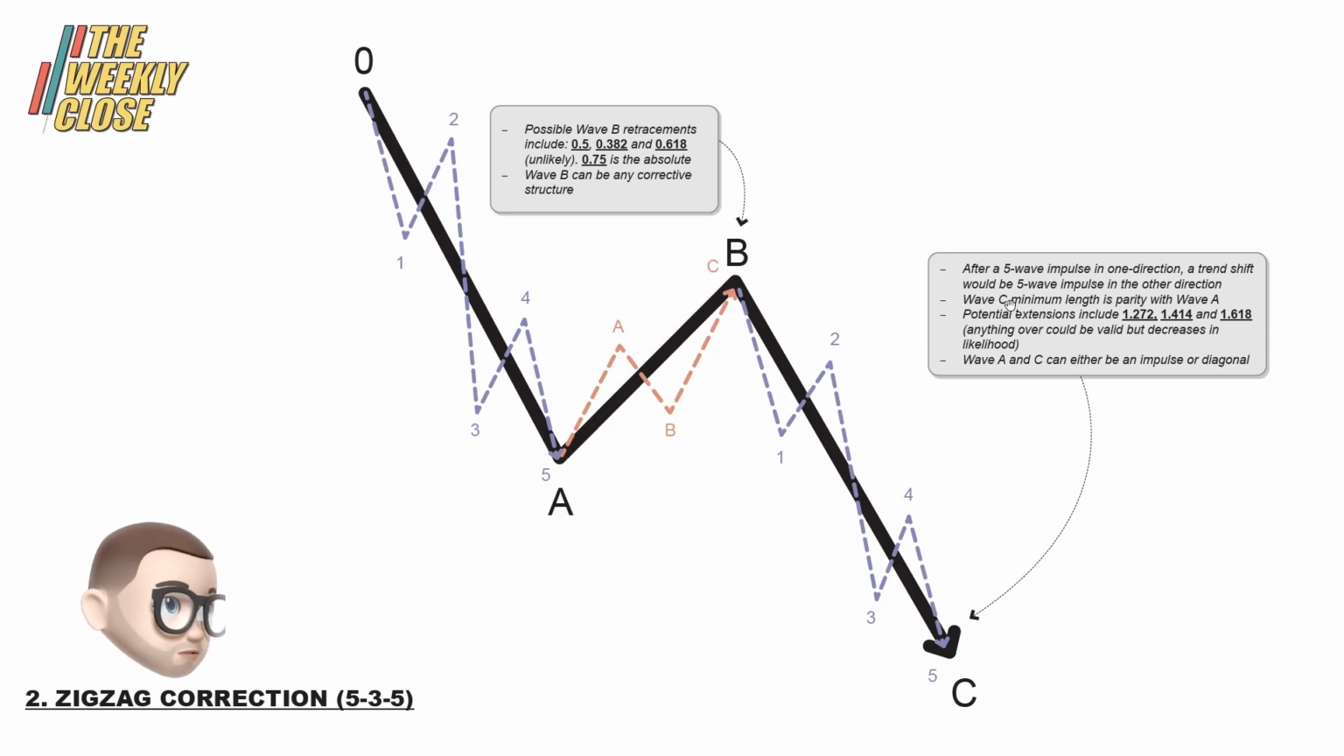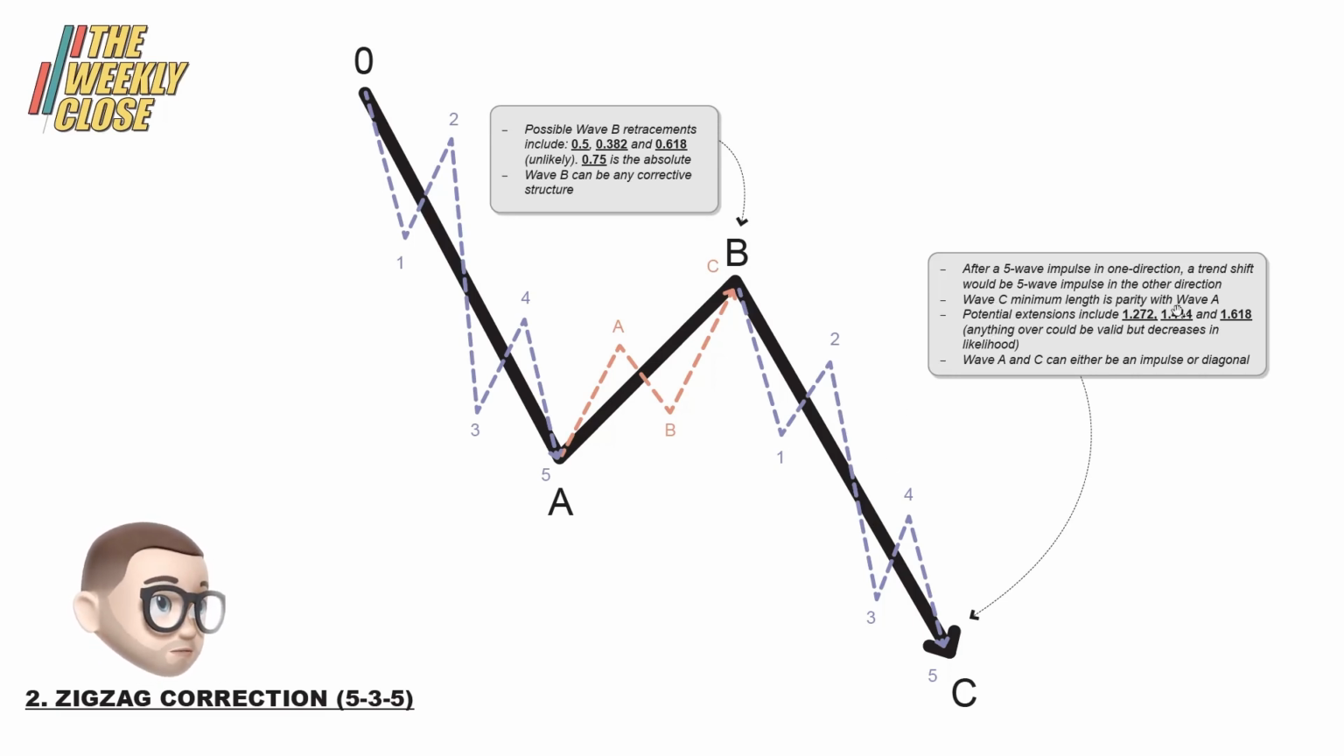For wave C, after a 5-wave impulse in one direction, a trend shift would be a 5-wave impulse in the other direction. So what this means is that the thing we're keen to keep an eye out for, to know if there's been a trend reversal, is whether we can count 5 waves going in the other direction after this C is completed. Then we know this is a reversal, because, for reasons we'll show on the charts in real examples, there are things called complex corrections, and this could continue to the downside even further. So how do you know it's fully turned around?